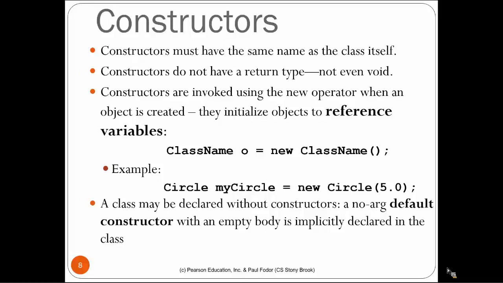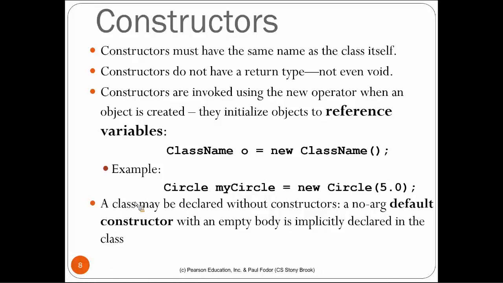When an object is created, they initialize the object, and the reference, the pointer to that object, is now copied in the reference variable. So for instance, if we have a class with the name ClassName, we can create a new object of the type ClassName and assign the reference, the pointer to that new object, to the variable o, the reference type variable o. And here we have an example. myCircle is a Circle object which is assigned the reference of a new Circle of radius 5.0, and we basically will create objects of that class.